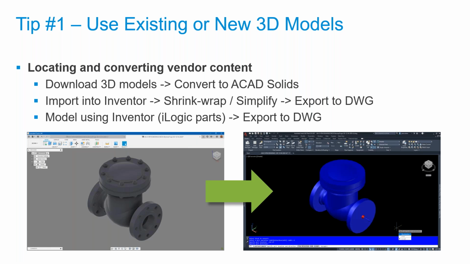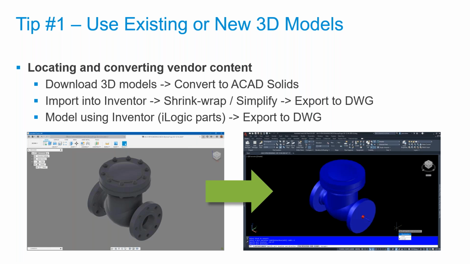And just because you can do it doesn't mean you should do it, because you'll end up with performance problems later on down the road when you generate your orthos. But if you're going to import it into Inventor, we do recommend that you do some shrink wrap substitute inside of Inventor. And there are videos out there and AU classes on that. Good documentation on that process.